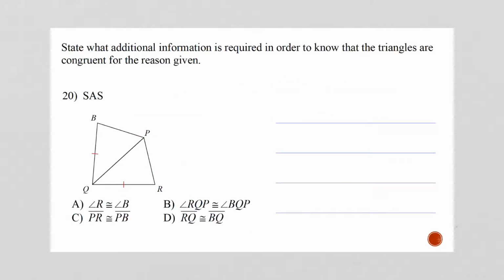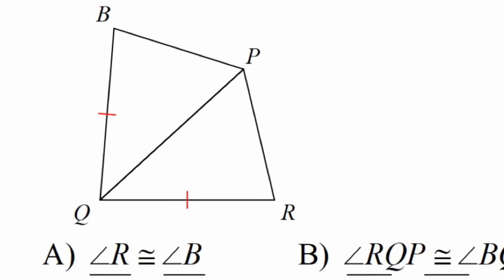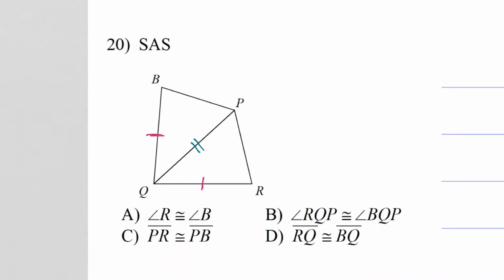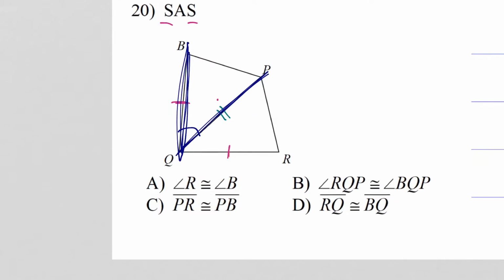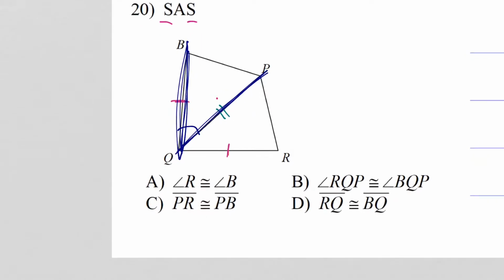Number 20, we're still stating what additional information is needed. So again, they're sharing a side, so draw in your tick marks. This time I draw in 2 because these sides already have 1. So I have a side and a side. So I need the angle that's in the middle between both sides. So between this side here and this side, the angle that I need is this one, but I can't name it Q because Q is being split up. So I can name it either BQP or go backwards, PQB.